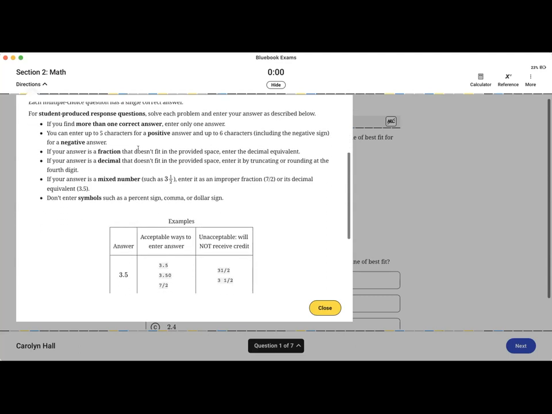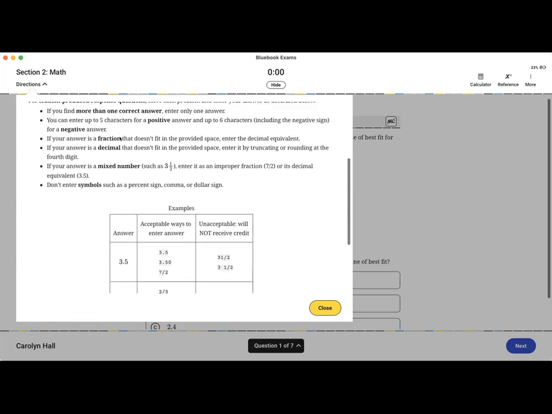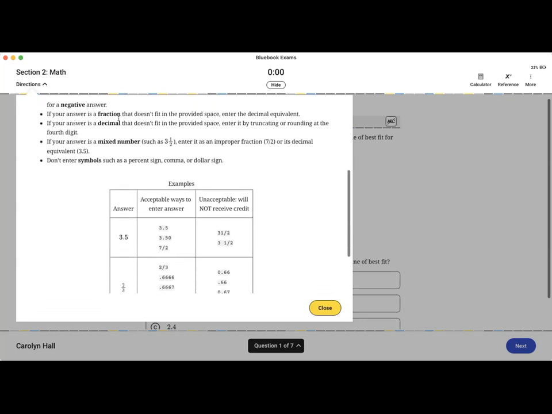So for instance, there can be problems that have more than one correct answer, and you enter only one of your answers. You don't answer both. You can enter up to 5 characters for a positive answer and up to 6 characters for a negative answer. If your answer is a fraction that doesn't fit in the provided space, enter the decimal equivalent.